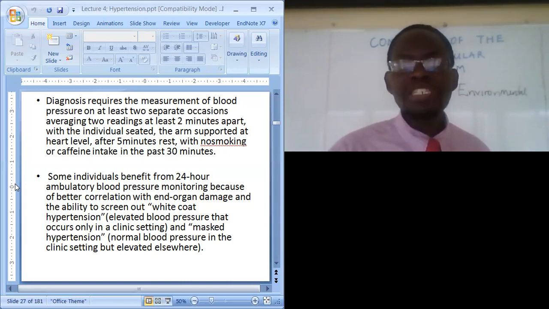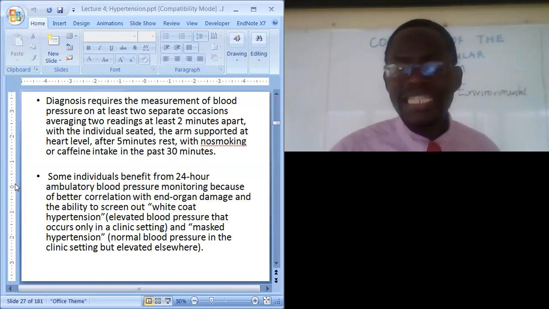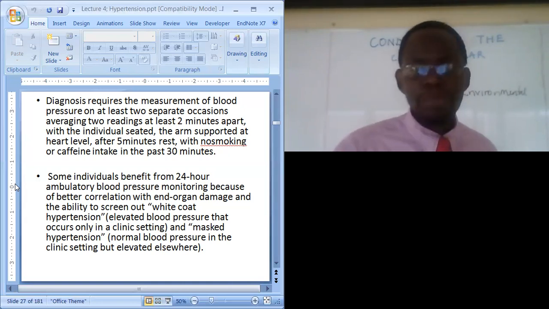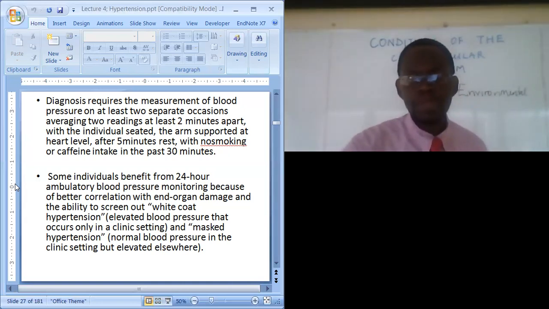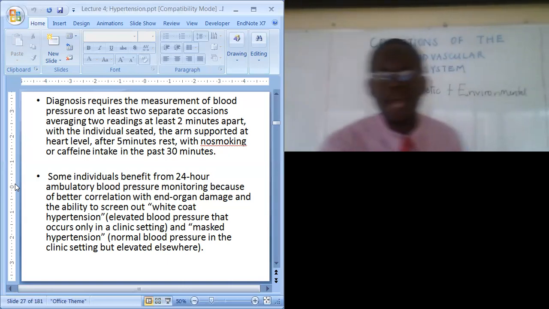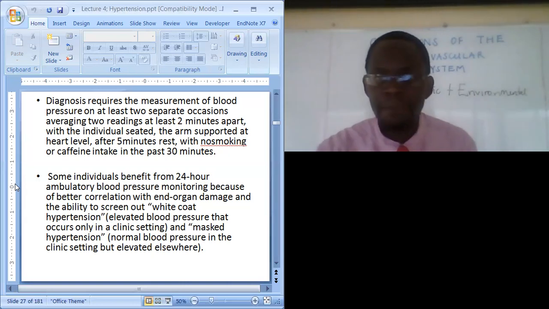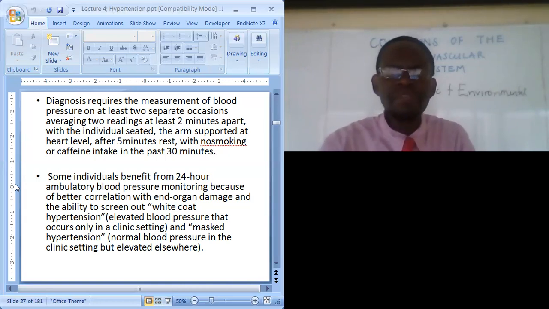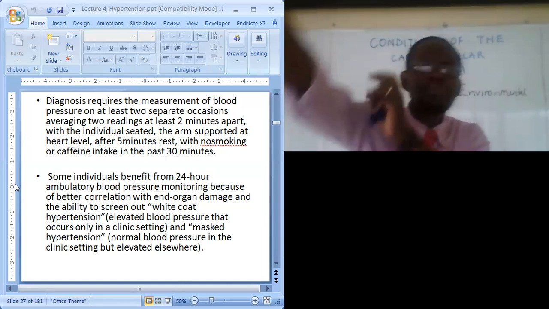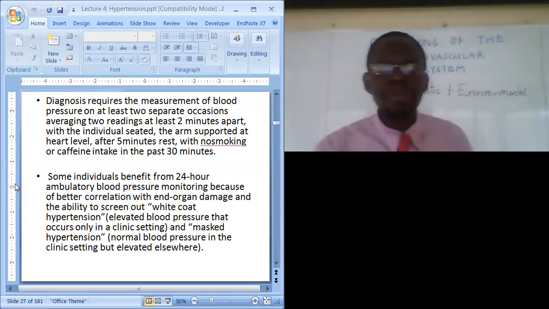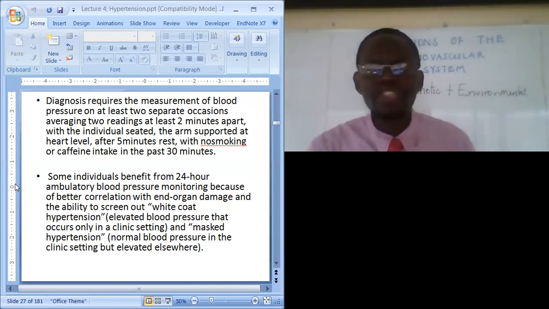Now, for some individuals, it is very hard to diagnose blood pressure. And for that matter, we use what we call ambulatory blood pressure monitoring. This is a machine that is tied in the brachial region, and then the person goes home.